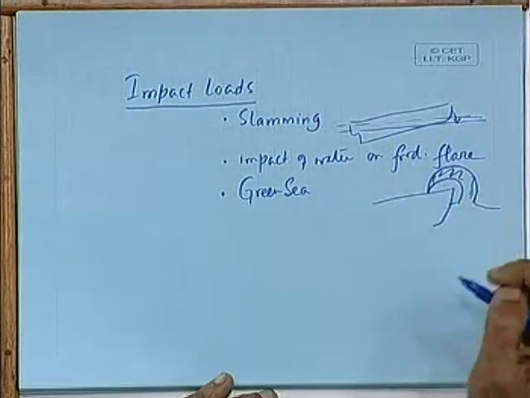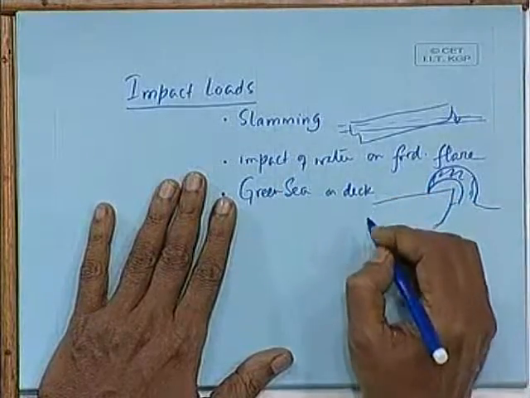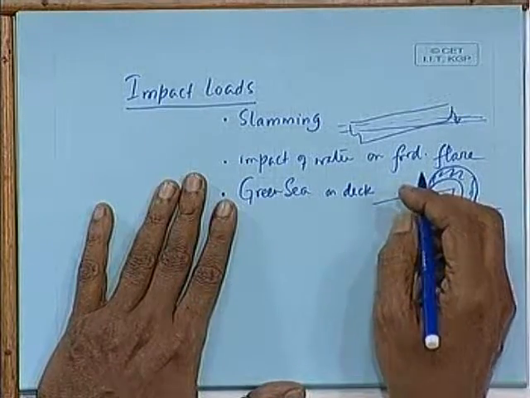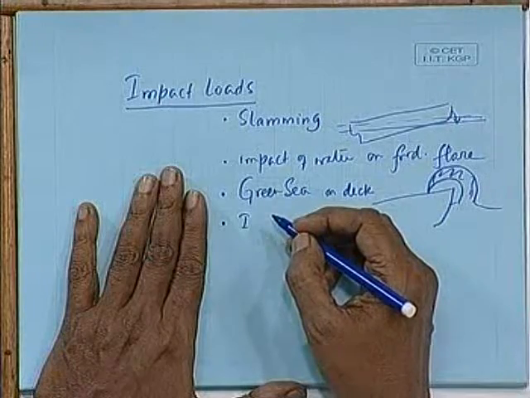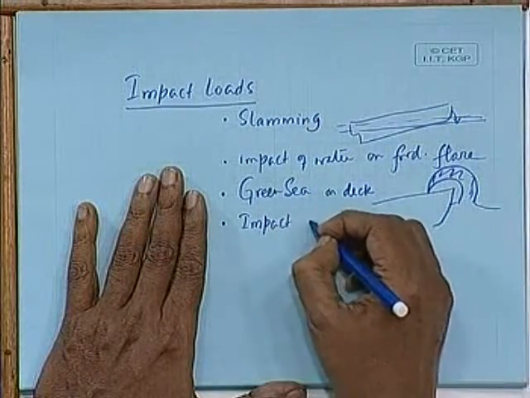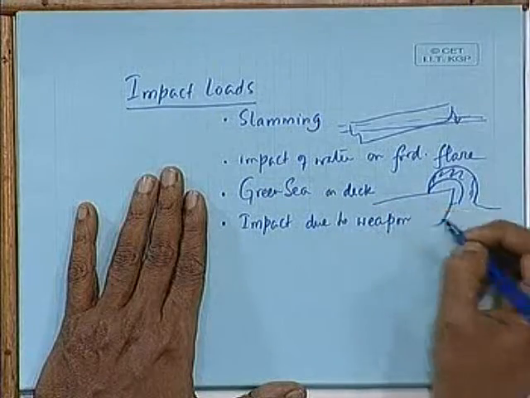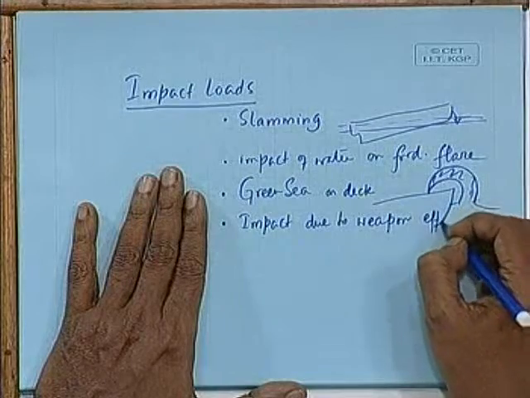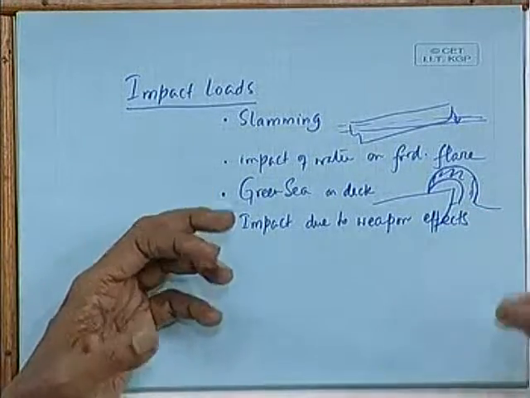There is an impact, isn't it, if the wave comes onto the ship and breaks on it. So, green sea on deck is another cause for impact loading. Then in naval vessels, you have weapons. Impact due to weapon effect, firing of a gun, the reactive force is also of impact nature.